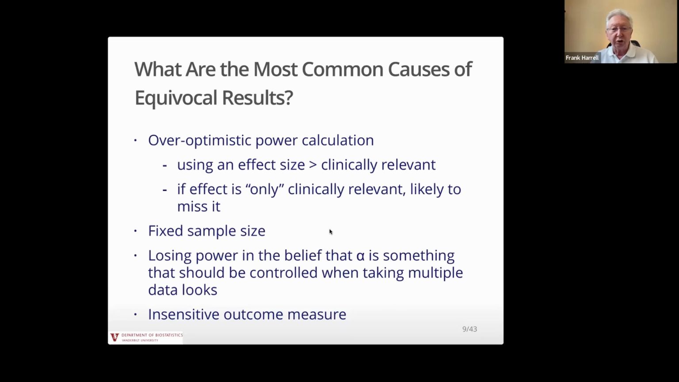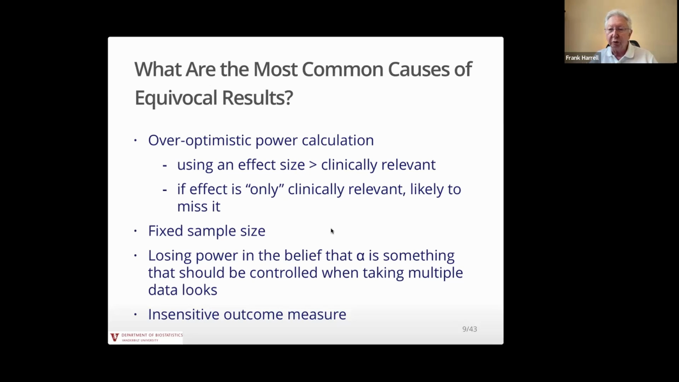Fixed sample sizes are a big cause. So if you get to the end and you say a little bit more evidence would push us over the edge where we could say that we know the treatment works, well, in the frequentist world, you've already spent alpha, and that really holds you back.